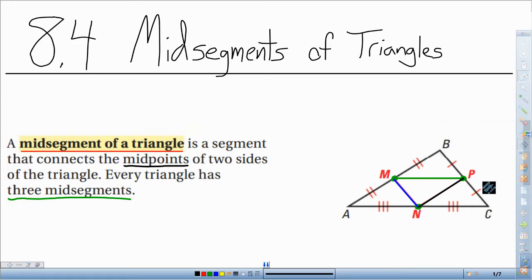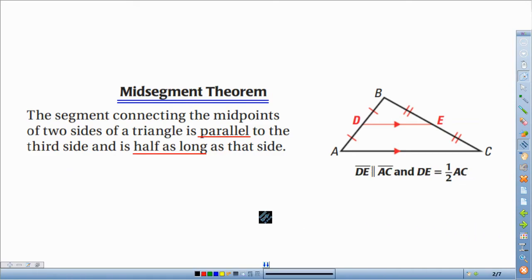Okay, so this is what this lesson's all about today. So let's jump into it. The first thing we're going to get is what's called the mid-segment theorem. Go ahead and copy this, and we'll figure out what it's saying.